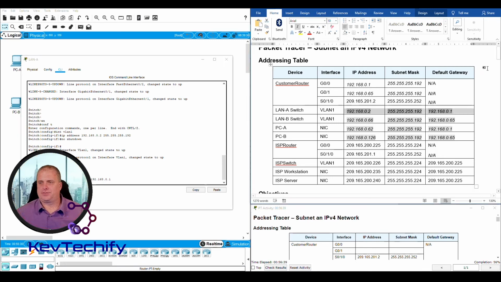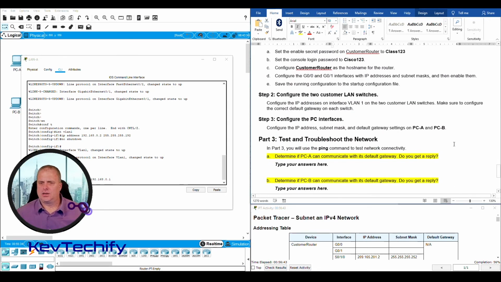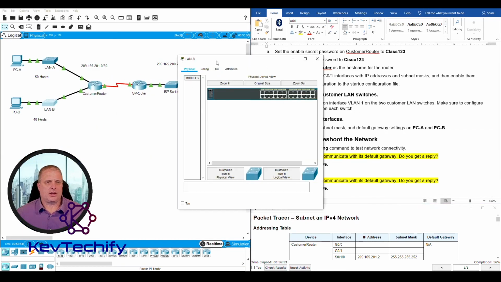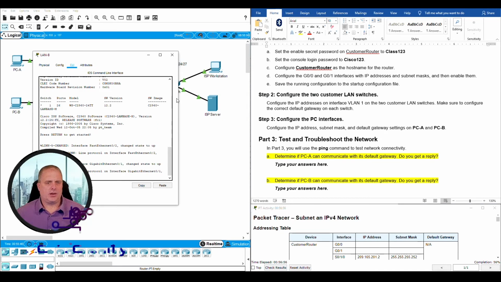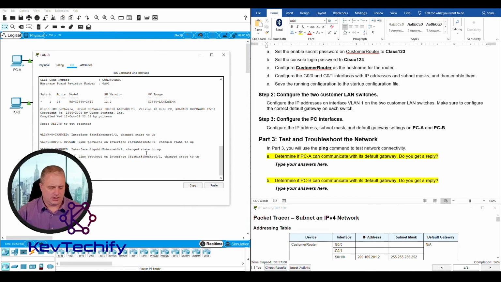I think that was all we had to do on that device. Configure the IP addresses for VLAN 1 on 2 customer switches. Make sure you get the default gateway. That's all we had to do there. I'm going to go ahead and close LAN A switch, open up LAN B switch, command line, make this a little bit bigger. And we're going to go through and enter in the IP addresses.